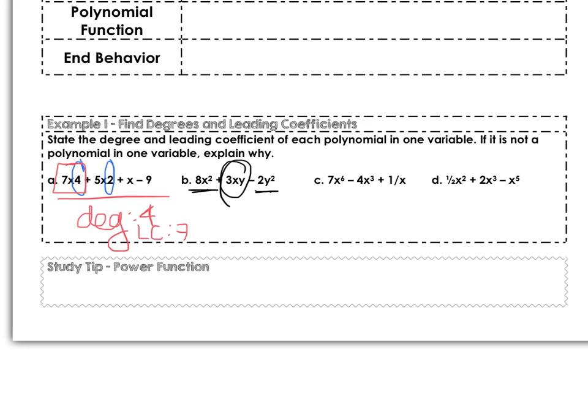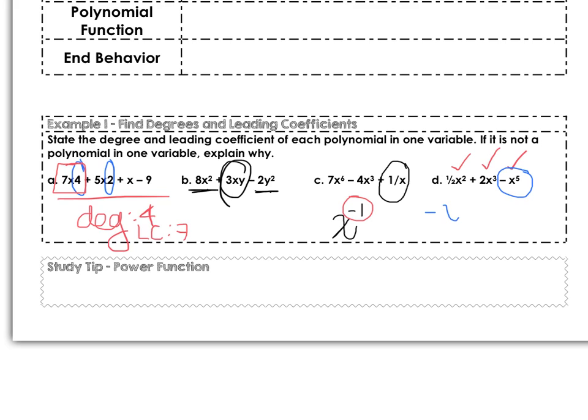Looking at C, we look pretty good, and then all of a sudden we get to this third term here. 1 over x is really the term x to the negative first. And because we are being raised to the negative first power, it makes it not a polynomial. Then looking at D, it is a polynomial because we have an x, an x, and an x, and all of our exponents here are positive integers. So now I'm looking for the one that has the biggest exponent, and that's my last term here.